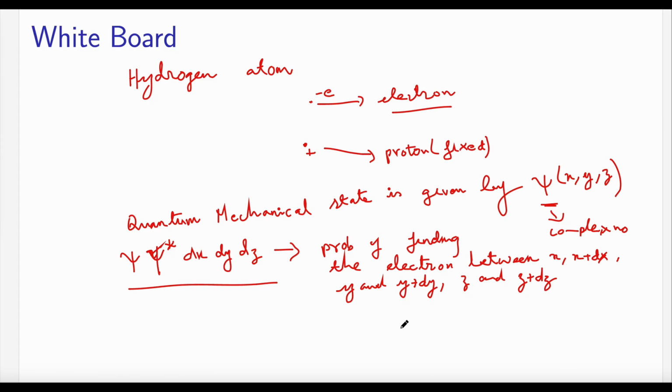So this dx dy dz is like a small volume in space, right? And this gives me the probability of finding the electron in this particular small volume, which is centered about x, y, and z. Okay.